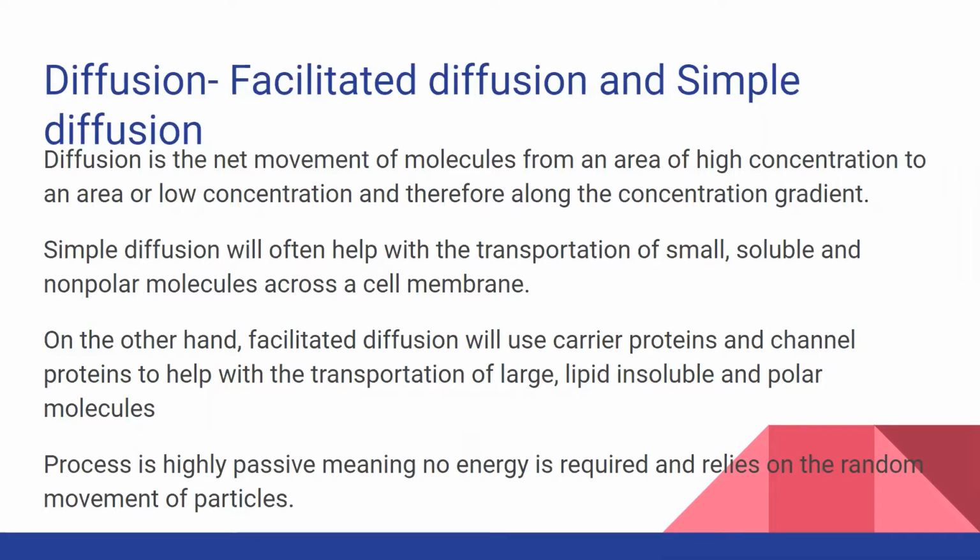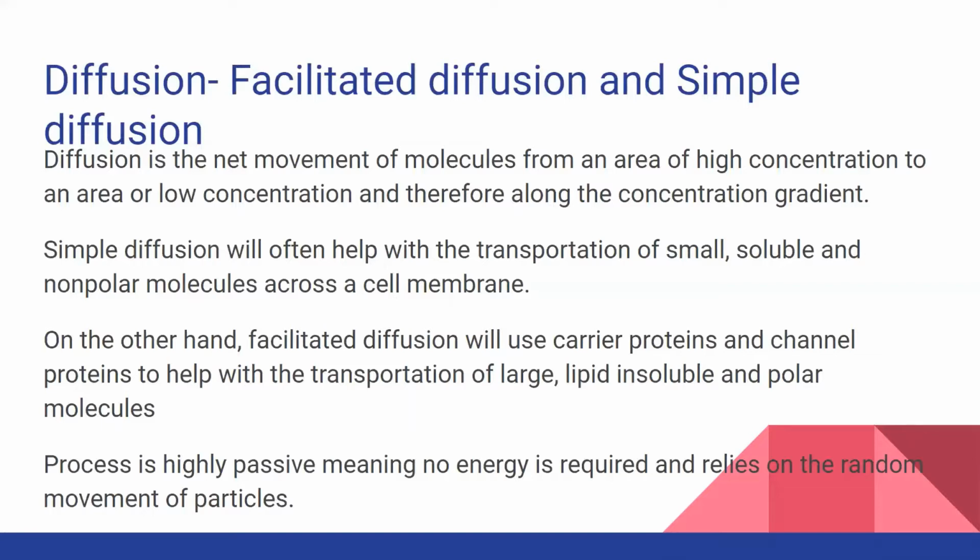Diffusion can be defined as the net movement of molecules from an area of high concentration to an area of low concentration, and therefore along a concentration gradient. Simple diffusion will often help with the transportation of small soluble and non-polar molecules across a cell membrane. On the other hand, facilitated diffusion tends to use carrier proteins and channel proteins to help with the transportation of large lipid-insoluble and polar molecules. Polar molecules essentially refers to charged molecules, for example, sodium ions or potassium ions.